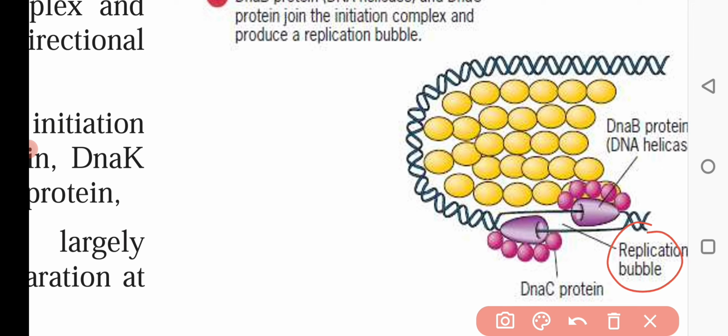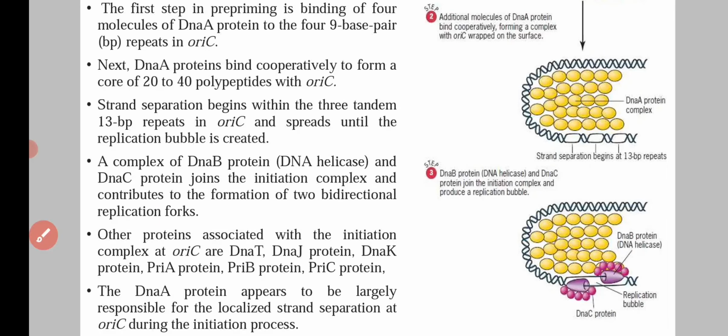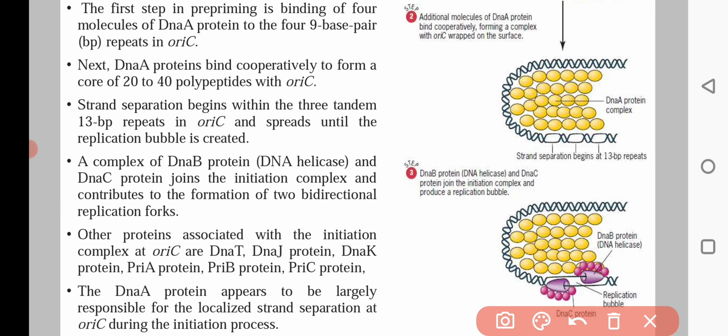And on this replication bubble now the DNA polymerase enzyme will come and join. In addition to these DnaA protein and DnaB protein, there are some other proteins which play a role in DNA replication, like DnaT protein, DnaJ protein, DnaK protein, PriA protein, PriB protein and also PriC protein.